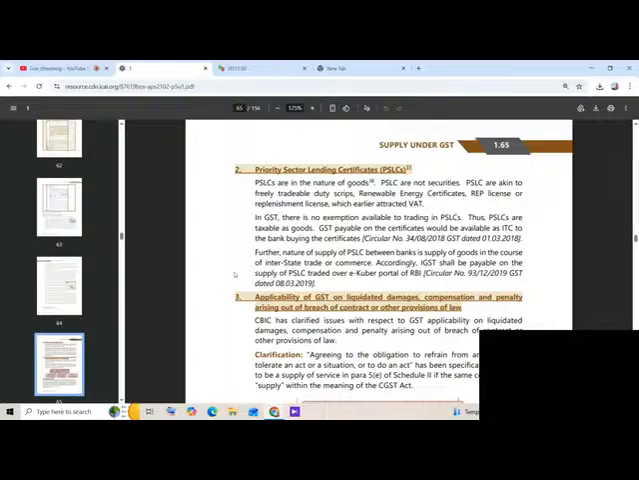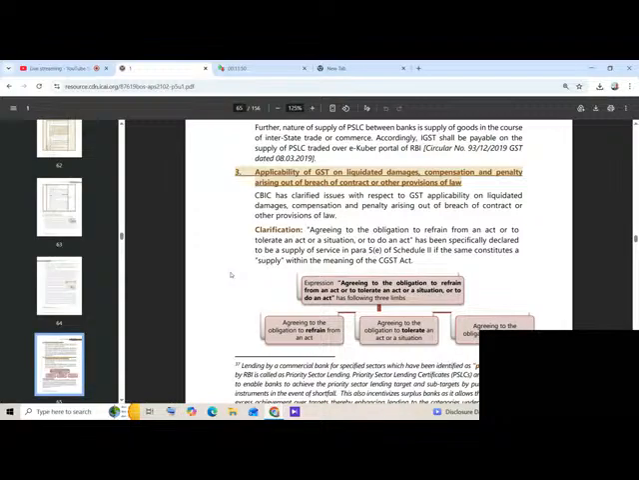Further, nature of supply of PSLC between banks is a supply of goods in the course of interstate trade or commerce. Accordingly, IGST shall be payable on the supply of PSLC traded over e-Kuber portal of RBI. Applicability of GST on liquidated damages, compensation, and penalty arising out of breach of contract or other provision of law. CBIC has clarified issues with respect to GST applicability on liquidated damages, compensation, and penalty arising out of breach of contract or other provisions of law.